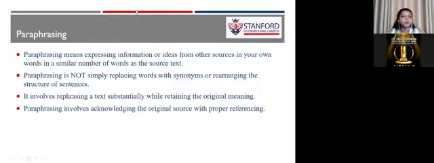And now let's look at paraphrasing. Okay. So paraphrasing means expressing information or ideas from other sources in your own words, in a similar number of words as the source text. So what is the main difference between summarizing and paraphrasing? This is the other thing that you need to understand. What is the main difference?